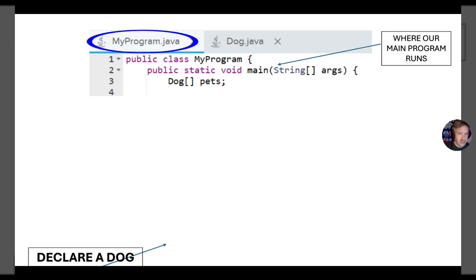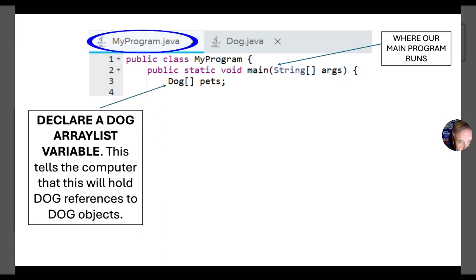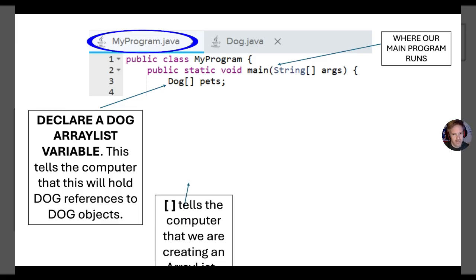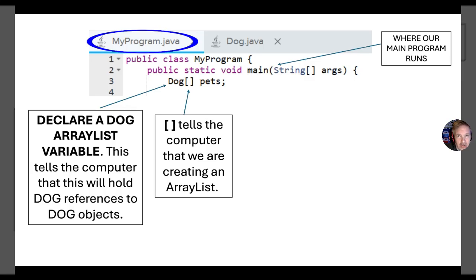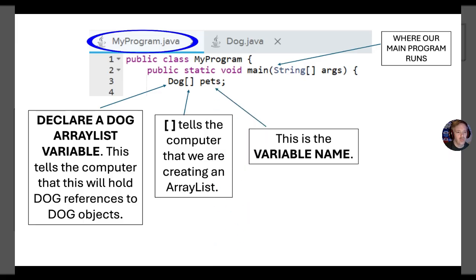The very first thing we want to do is declare a dog array list variable. This tells the computer that this will hold references to dog objects. So we're going to make an array out of dog objects. These two brackets let the computer know that we are creating an array, and pets is what we're going to name our variable. So this is the first step in creating our array: we declare the variable, telling the computer we're going to be creating an array list.